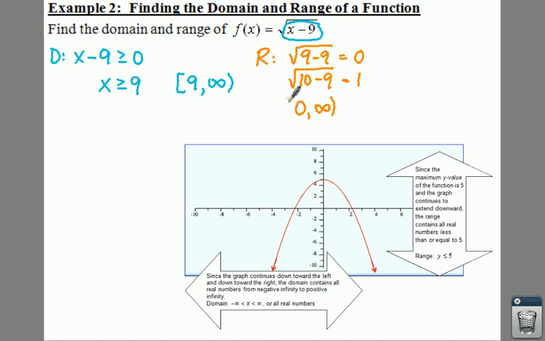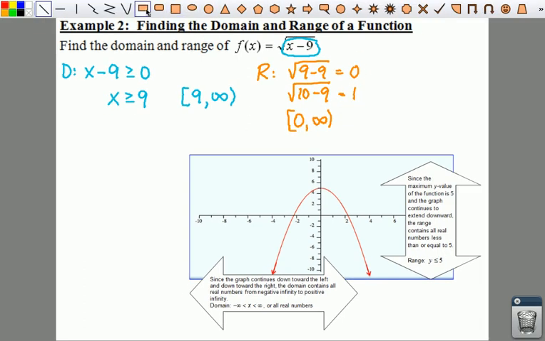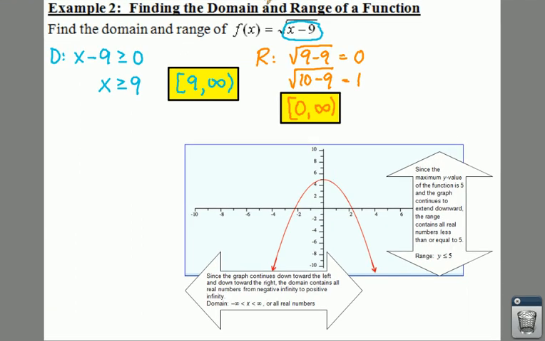Now, if 0 is included, you put a bracket, and since we found a 0, that is included for your range. So it's a little trickier to do your range than it is your domain. However, if you follow these steps of expertise, you should be in good shape.